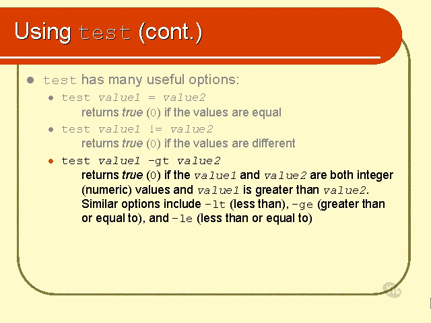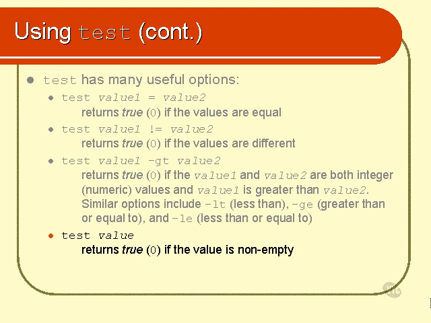We've also got greater than, minus GT, which will actually only work if both value 1 and value 2 are integer values or numeric values. If one of them is non-numeric, you'll get an error message from test. And we've also got minus LT for less than, minus GE for greater than or equal to, and minus LE for less than or equal to. What else have we got?